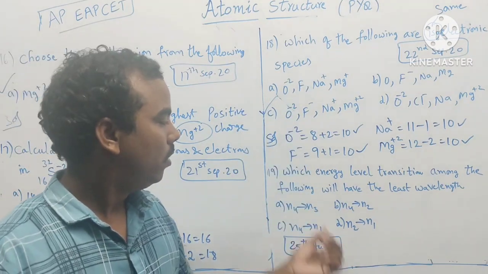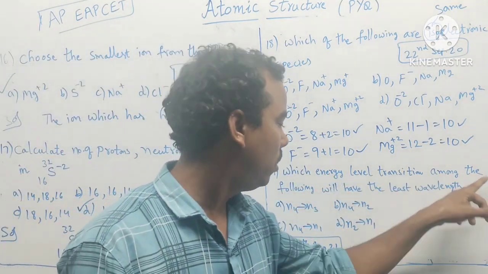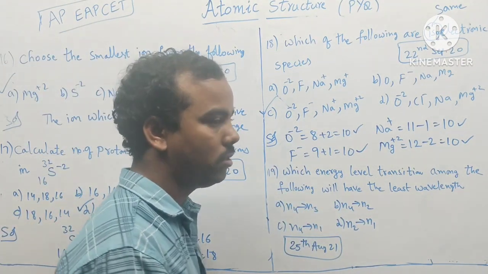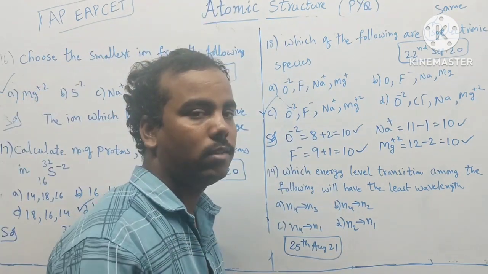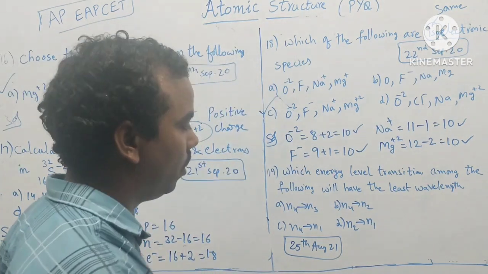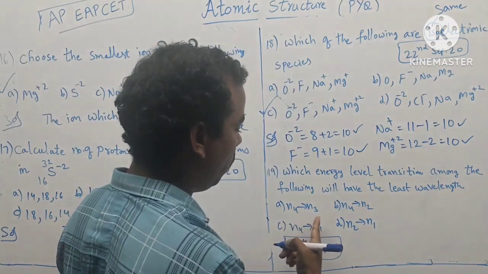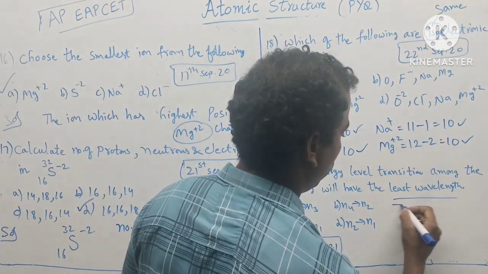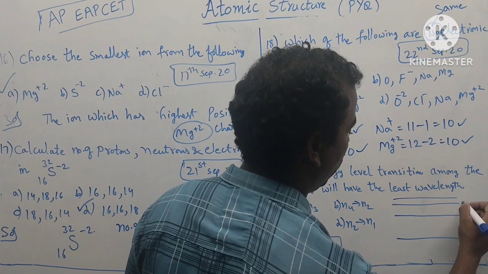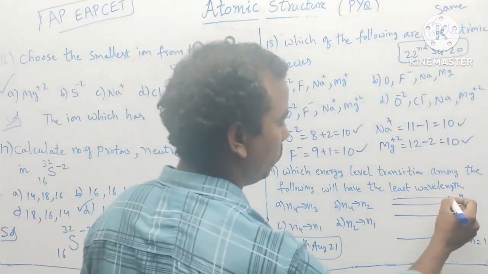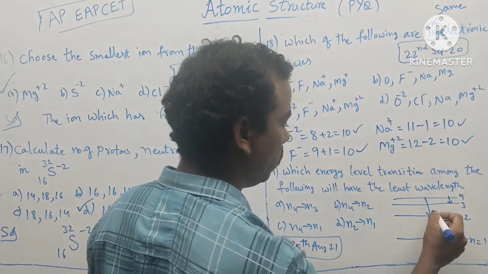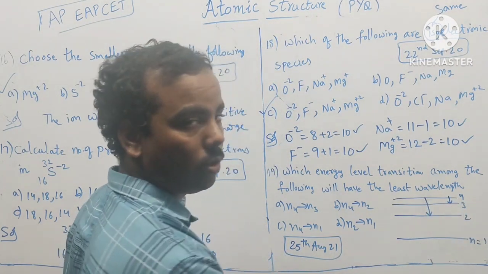Answer C. Next. Which energy level transition among the following will have the least wavelength? Least wavelength means highest energy. Which one has highest energy? That energy has least wavelength. For example, N4, N3, N2, N1. 4 to 3 is least energy. N4 to N2, compared to 4 to 3, is higher energy.